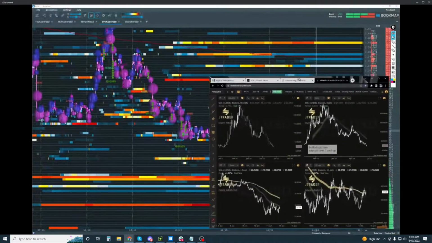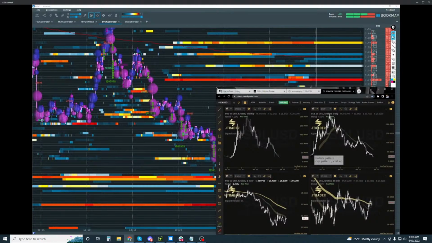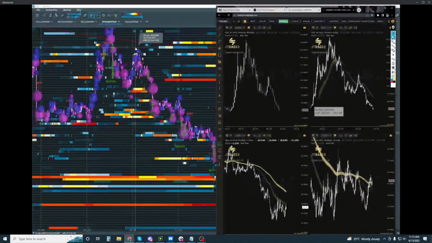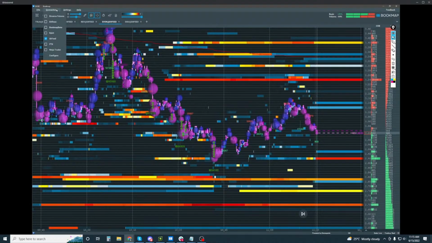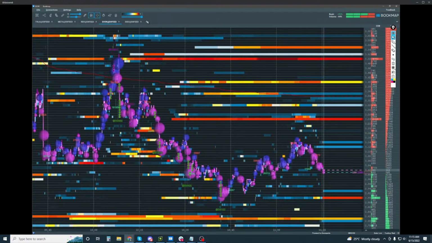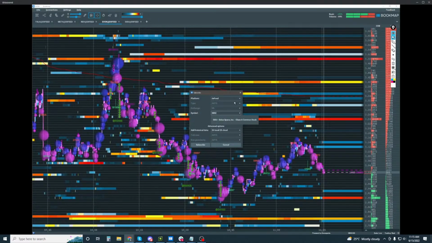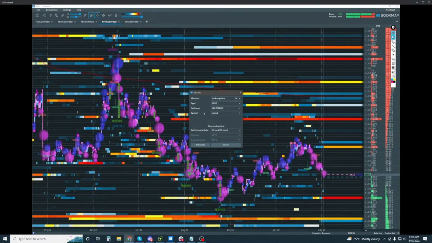This morning, I was looking at Bitcoin, and over here we can use even Bookmap data. Let's see, Sol USD.